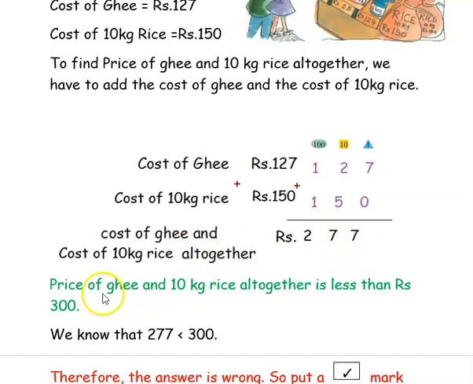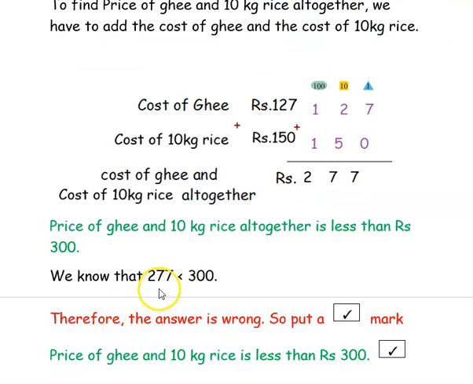Our question is, price of ghee and 10 kg rice altogether is less than 300. We know that 277 is less than 300. So therefore Sangeeta's answer is right. So we have to put a tick mark in the box provided. So I have put a tick mark in the box provided.